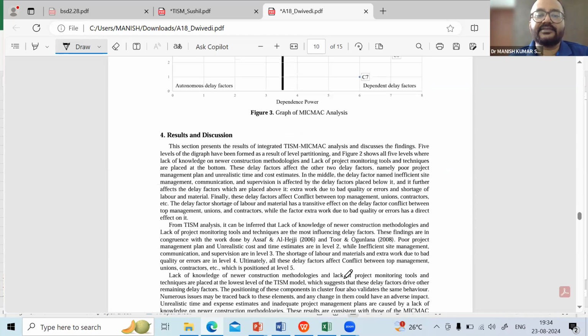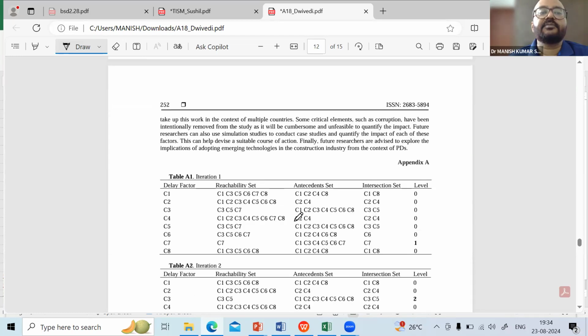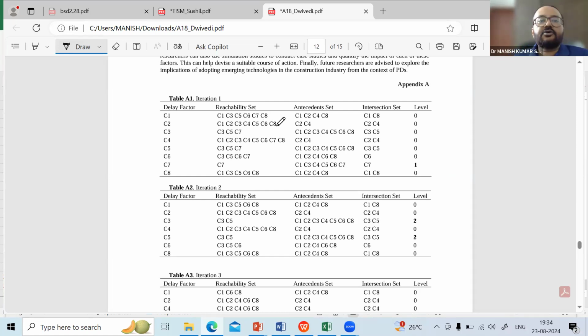We are going to the annexure where it is explained very beautifully. So this is known as level partitioning. What we have to do is a lot of iterations. So what is the first iteration? You write it here: the table, iteration 1 for level partitioning. So what do you have to do?